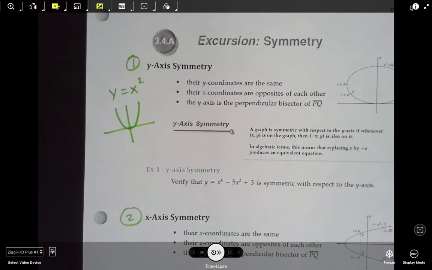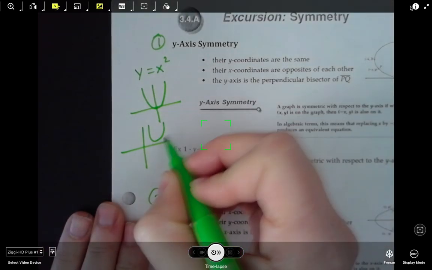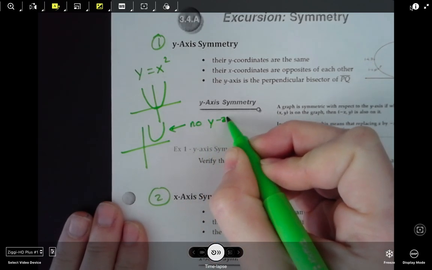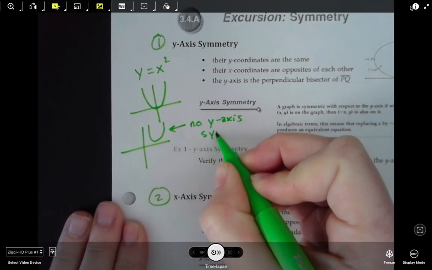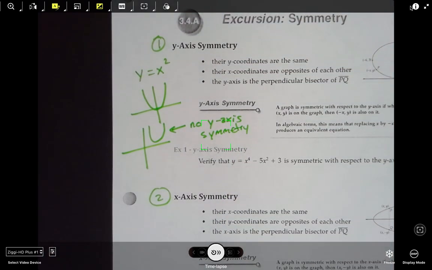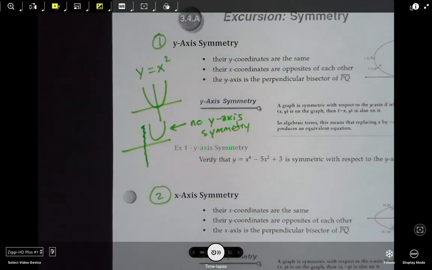Now, not every parabola is symmetric with respect to the y-axis. For example, this one is not. No y-axis symmetry. That's a parabola, but it's not symmetric with respect to the y-axis because if you split this line right here and fold it over the y-axis, it doesn't fold on top of itself. Does that make sense? Its axis of symmetry has to be the y-axis.